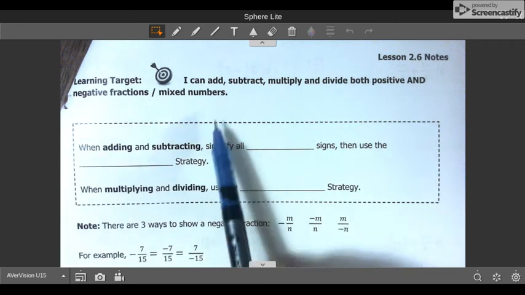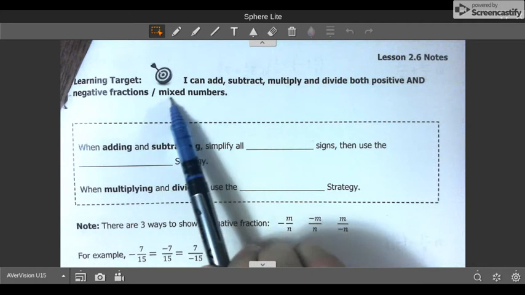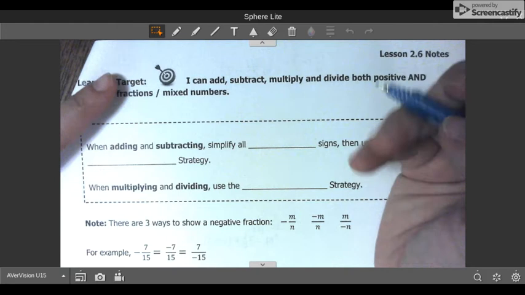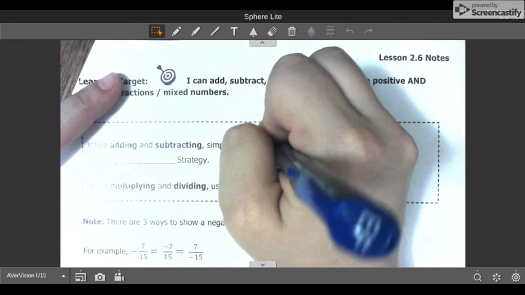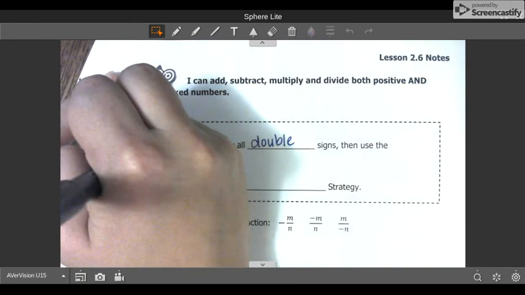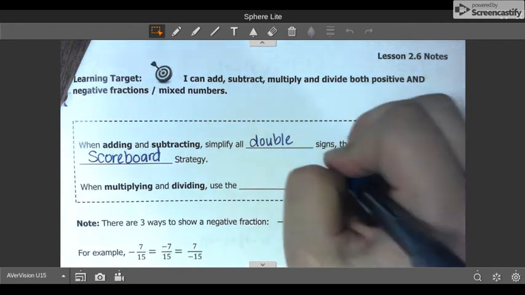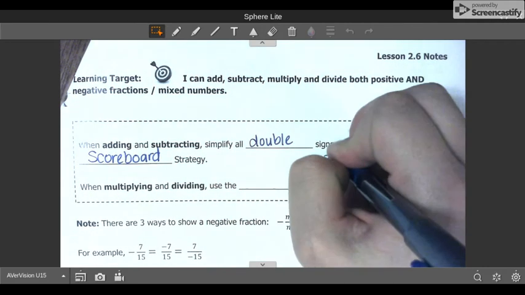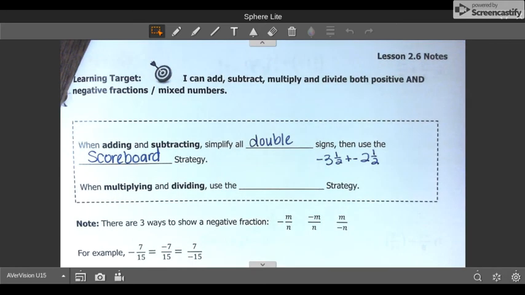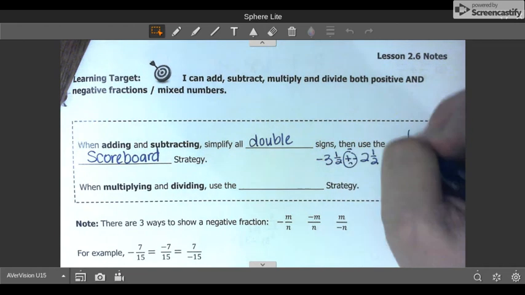Okay, today I'm going to go over how to add, subtract, multiply, and divide positive and negative fractions and mixed numbers. First of all, when you see an addition or subtraction problem, I want you to simplify any double signs that you may see and then use the scoreboard strategy. For example, if you see negative 3.5 plus or minus 2.5, what I want you to do is to simplify your double signs and then put them on a scoreboard.